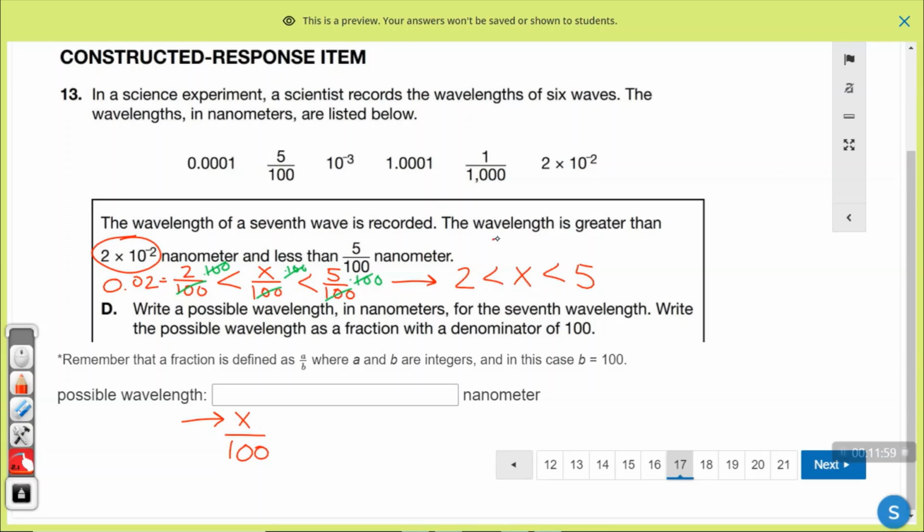Well, what are the integers between 2 and 5? 3 or 4. That means the values that we could put down below here are 3/100 or 4/100. All right, and those are the two things that we're looking for. Now, technically, there are a lot of other fractions that could be in between here, but in this case, they were asking specifically for a denominator of 100, and that's why we're sticking with just the 3 or the 4. So one of those would work, and you could plug that in as 3/100. All right, and that's our constructed response item for number 13.